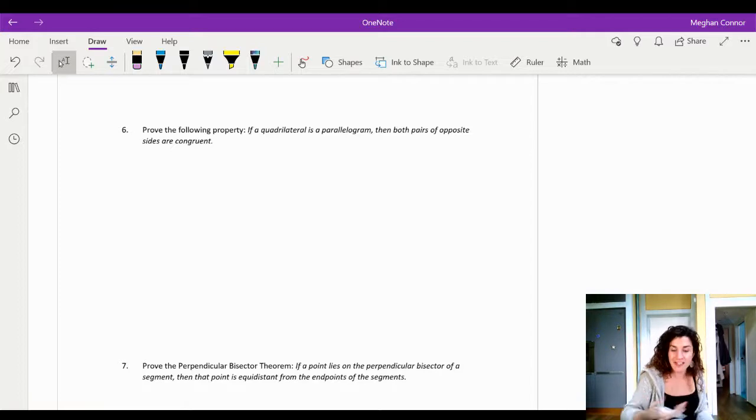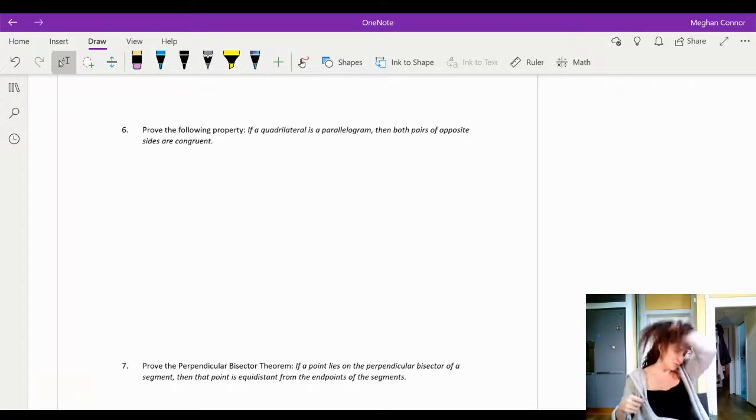If we are given that a quadrilateral is a parallelogram, so quadrilateral just means that it has 4 sides, and then we're given that it is a parallelogram, which means opposite sides are parallel. That is the only definition of a parallelogram. Everything else that we know about parallelograms are properties of parallelograms. Once we have that it is a parallelogram, then we can prove that both pairs of opposite sides are congruent. So we do know that parallelograms have opposite sides that are congruent, but you can in fact prove that as a property of a parallelogram.